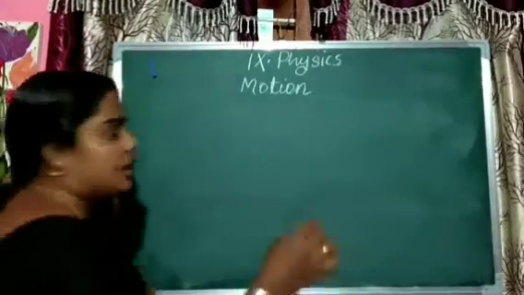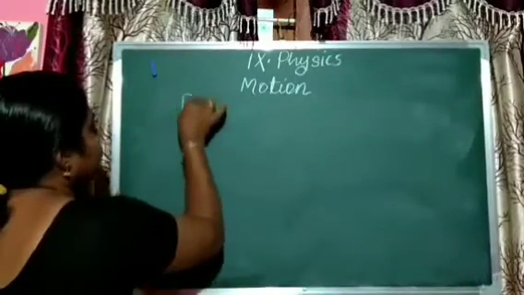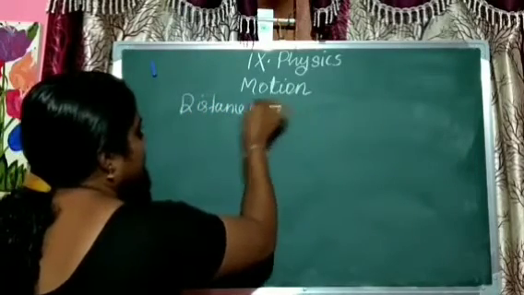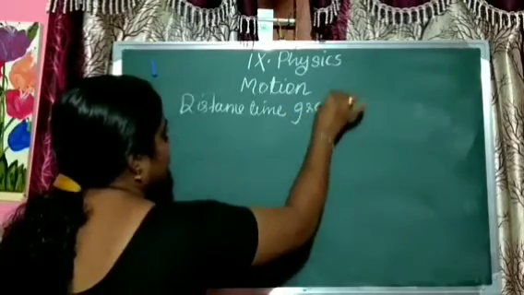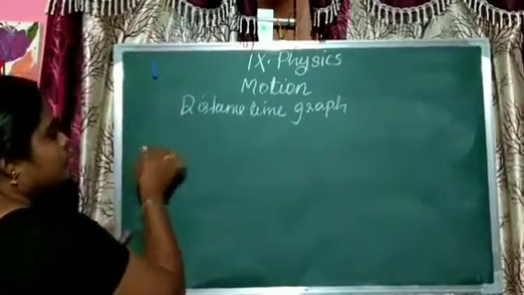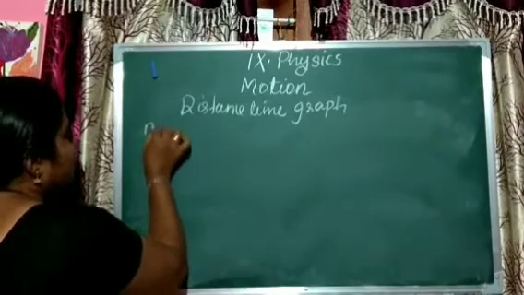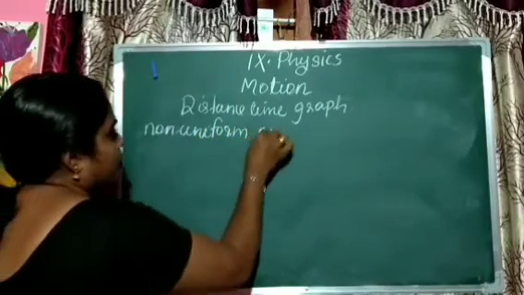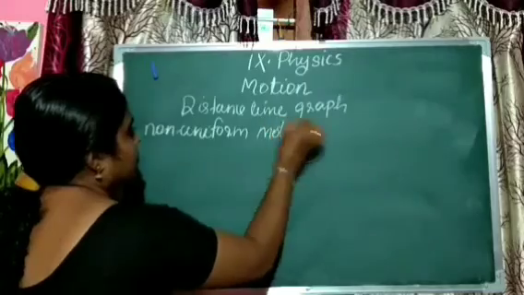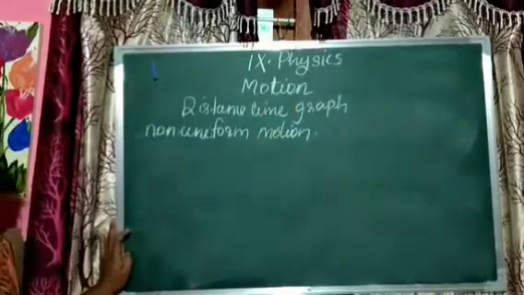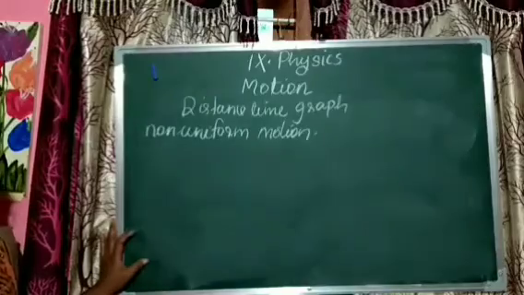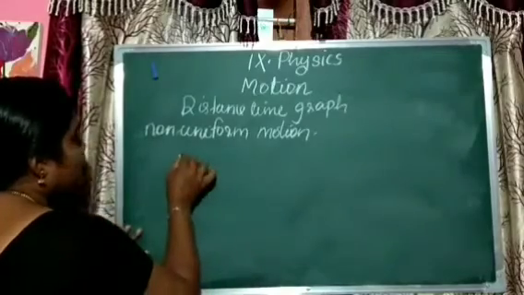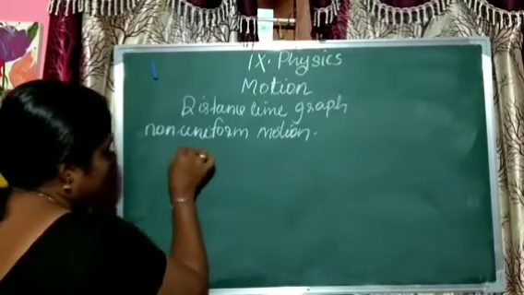Now let us see the distance time graph for non-uniform motion. The distance time graph for uniform motion is already completed, and now non-uniform motion. So from the word itself we can understand that in a non-uniform motion the object travels unequal distances in equal intervals of time. So we can plot a graph by using this data.